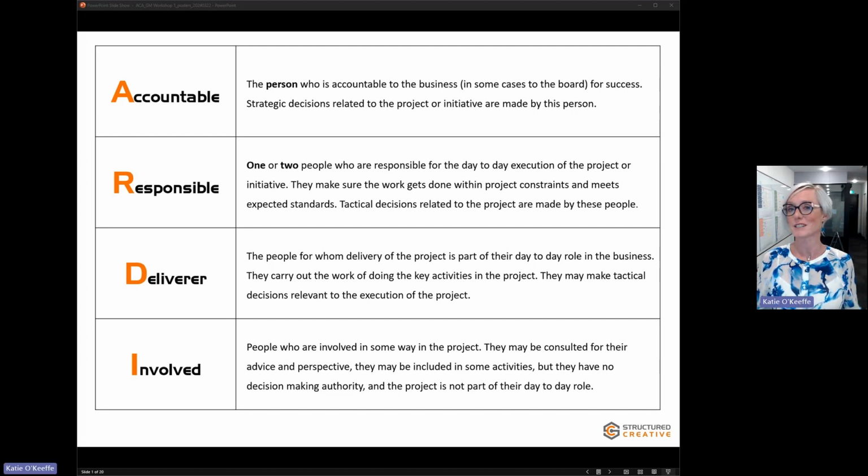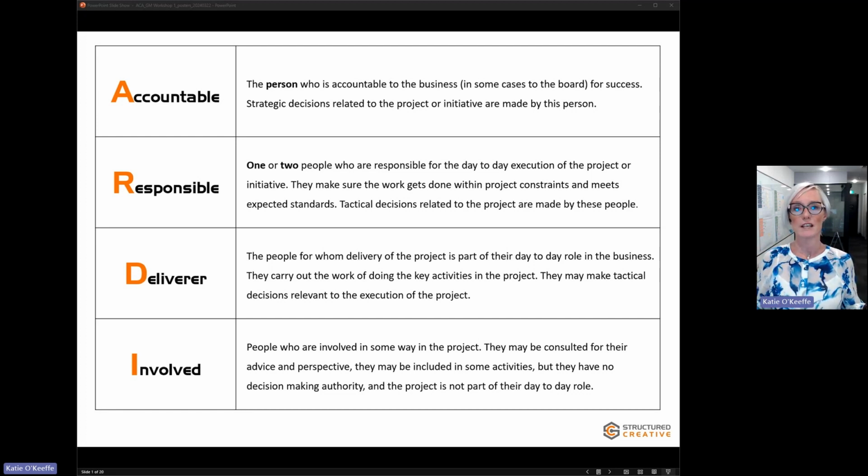Then we have our D, which is our deliverer or our doer. These are the people for whom delivery of the project is part of their day-to-day role and responsibility. So we want to be allocating out who's actually going to be doing the work. They carry out the work of doing the key activities, and they may make tactical decisions relevant to the execution of the project, or they may have to escalate those decisions to the responsible and the accountable people.